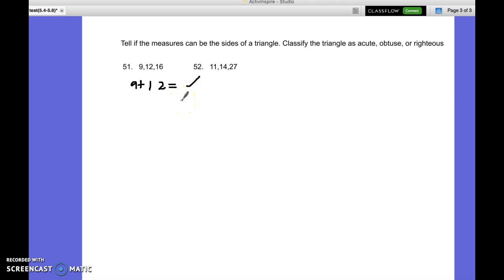And as I see the time running out, you do 16 squared compared to 9 squared plus 12 squared. If it's equal, then it's a right triangle. If it's greater than, it's an obtuse triangle. And if it's less than, it would be acute.